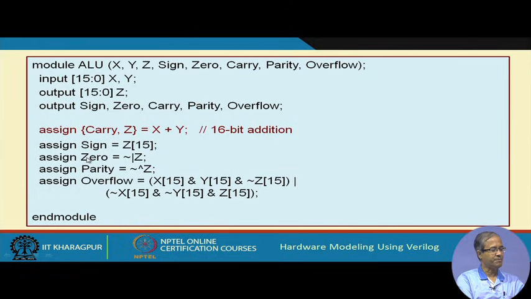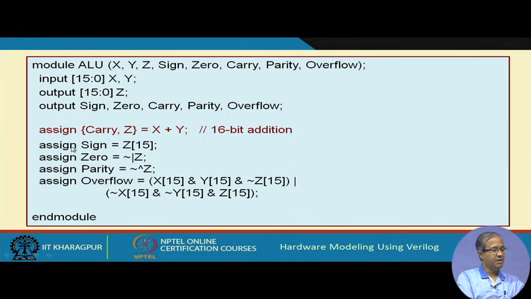And parity is just exclusive NOR. If it is even parity, it will be 1, if it is odd parity, it is 0. So, we simply write assign parity equal to again the reduction operator exclusive NOR of z. So, generation of sign, zero and parity are very simple.